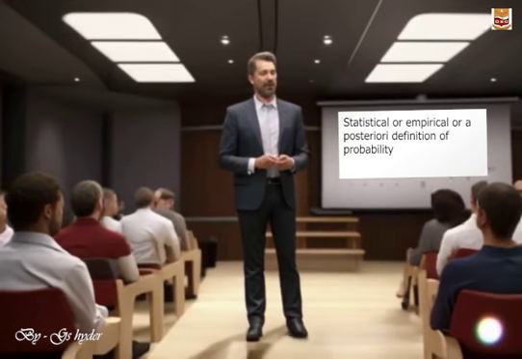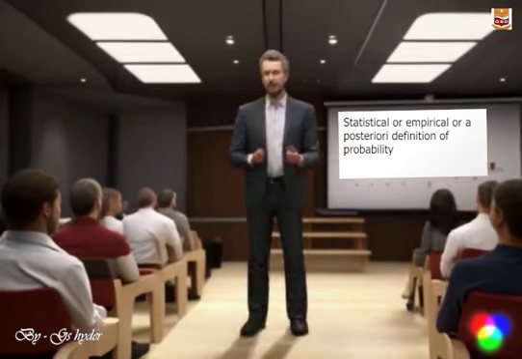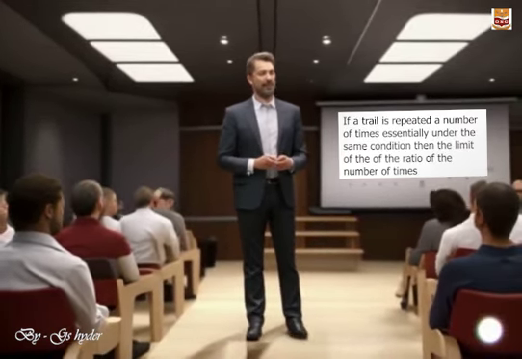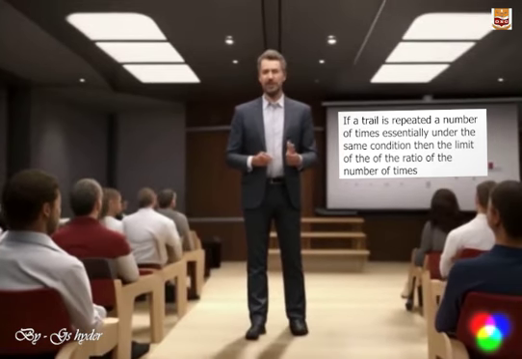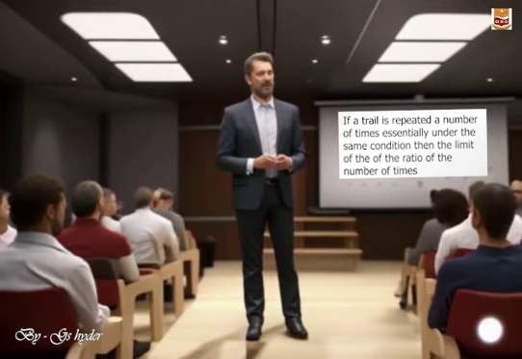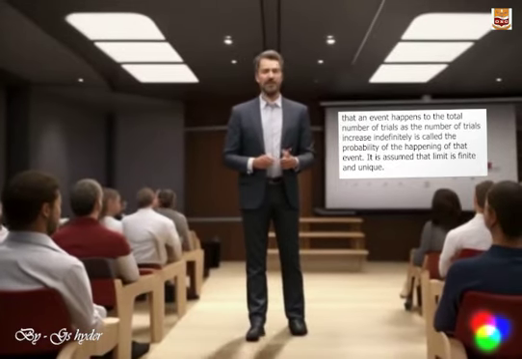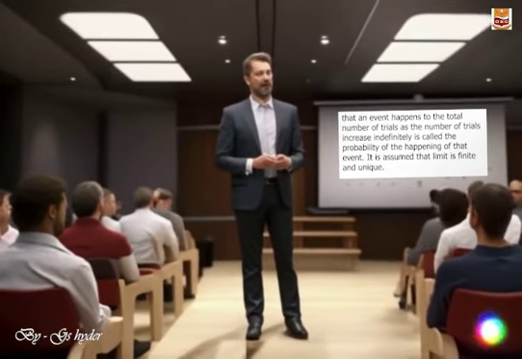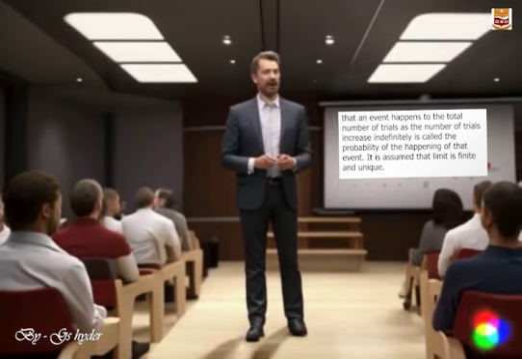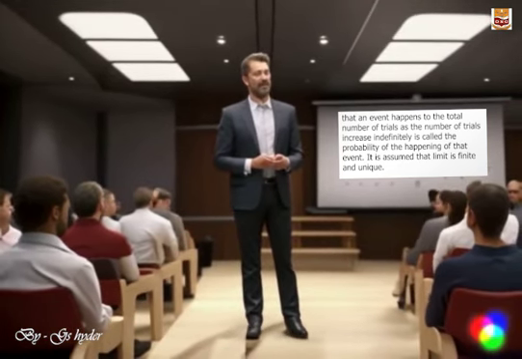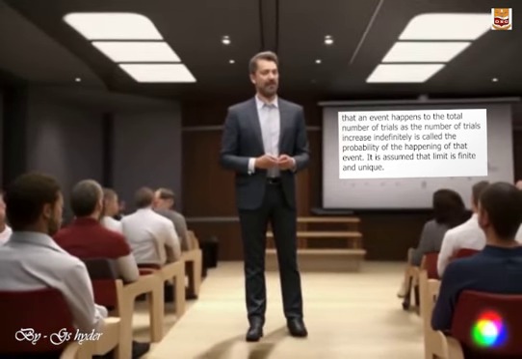Statistical or empirical or a posteriori definition of probability. If a trial is repeated a number of times essentially under the same condition, then the limit of the ratio of the number of times that an event happens to the total number of trials, as the number of trials increases indefinitely, is called the probability of the happening of that event. It is assumed that the limit is finite and unique.